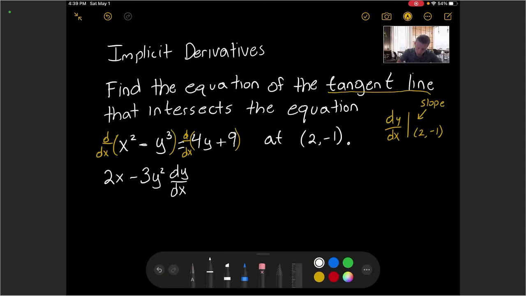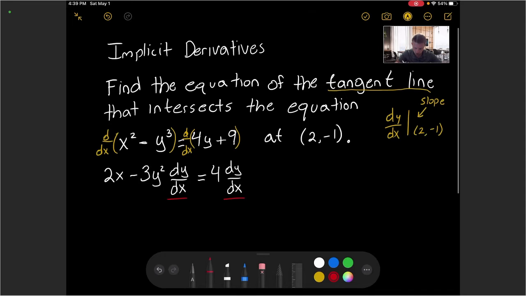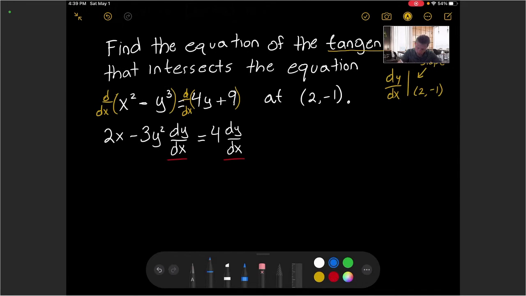Next, we'll have the right side of the equation. This will give us 4 times y, which is going to be 4 times dy dx for the derivative. And then the 9 will just be a constant, so that has a derivative of 0. So next, let's isolate dy dx. I can add on both sides 3y squared dy dx.